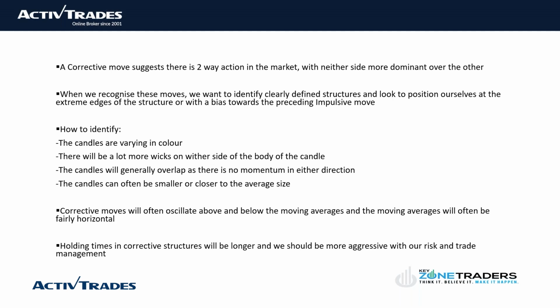So there's going to be this sort of tug of war, this jostling, and it's going to create a lot more wicks on either side of the candle, because no one side of the market is in complete control. The candles are generally going to be overlapping, as there is no momentum in either direction, and the candles can often be smaller or closer to the average size, because again, there's not this overall dominance in the market, and perhaps even a little bit smaller. You see a lot more contraction in the market. Corrective moves will often oscillate above and below the moving averages, and the moving averages will often be fairly horizontal.